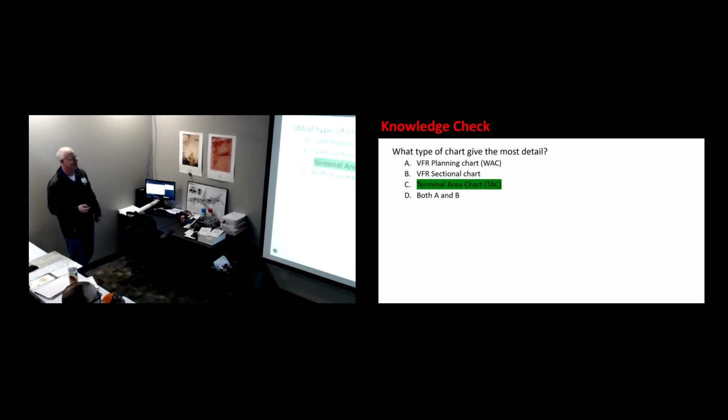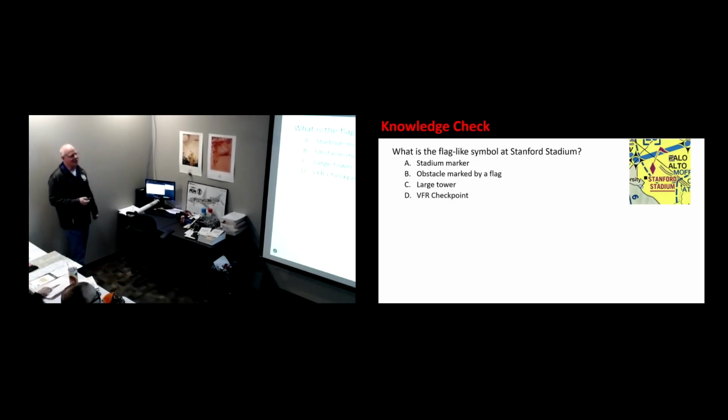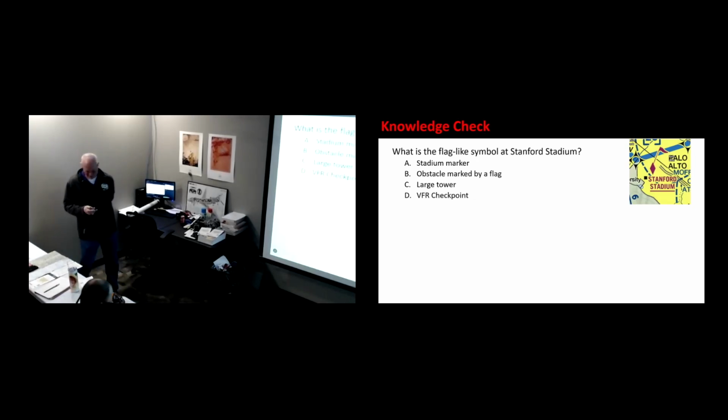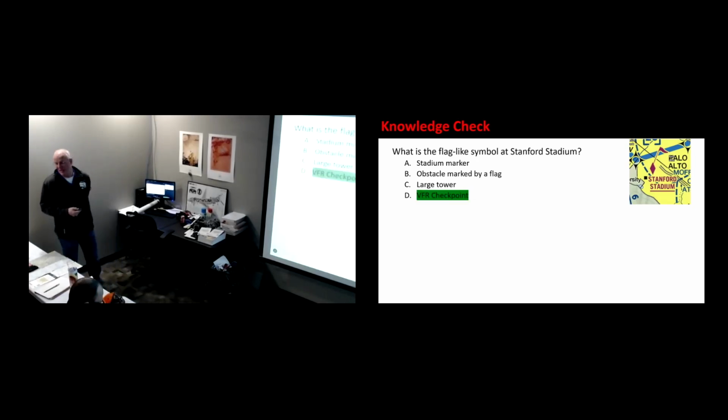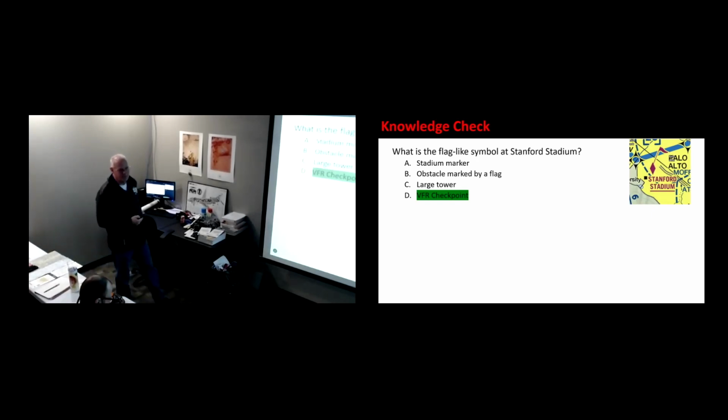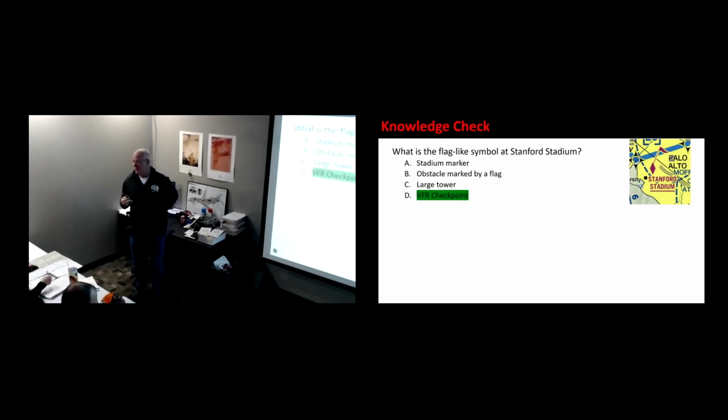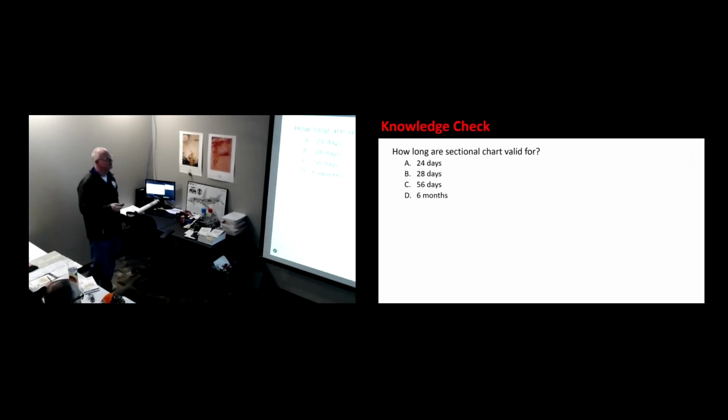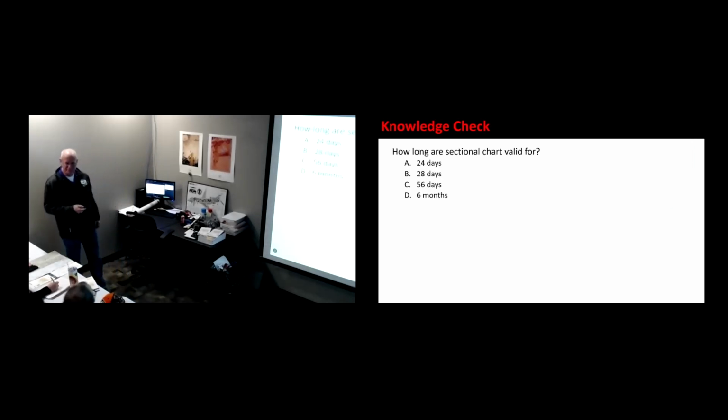What's a flag light symbol at Stanford Stadium? What does that mean? VFR checkpoint, right? In general, you're not going to see every stadium listed with a flag as a VFR checkpoint. But a stadium is a pretty darn good VFR waypoint even without the flag. They're pretty identifiable. So B indicates a rotating light beacon. There you go, light beacon.